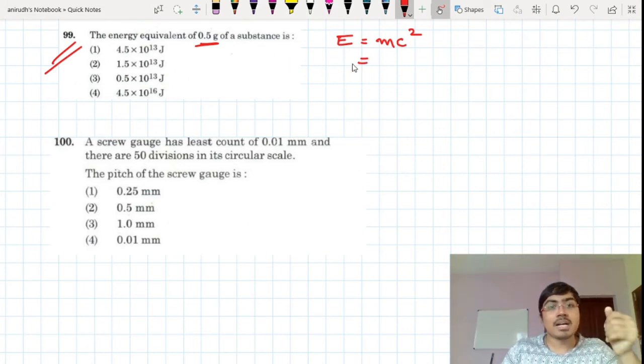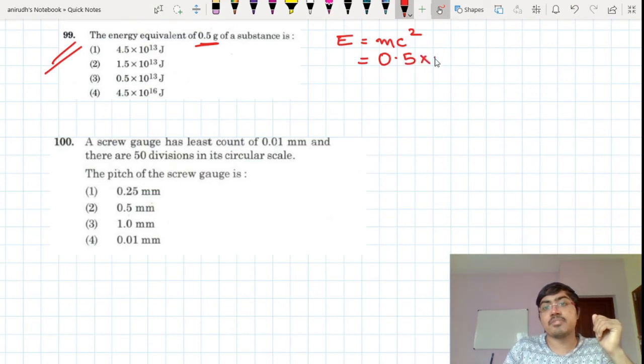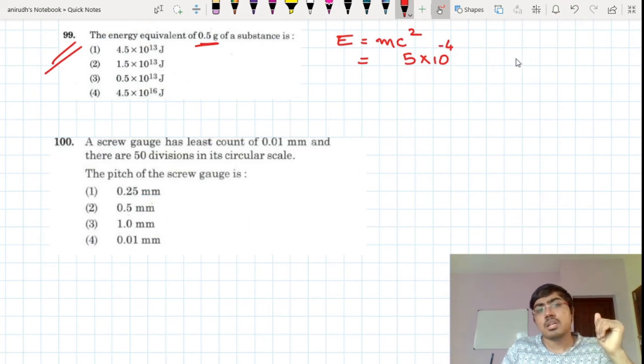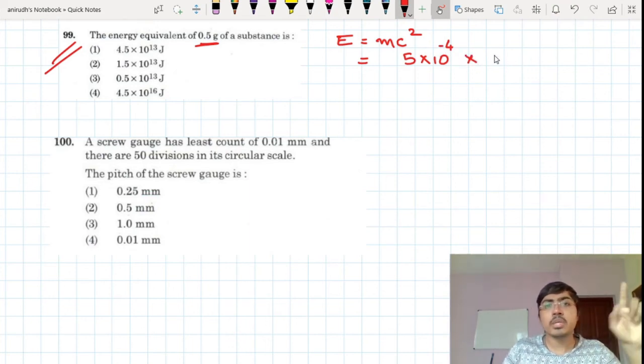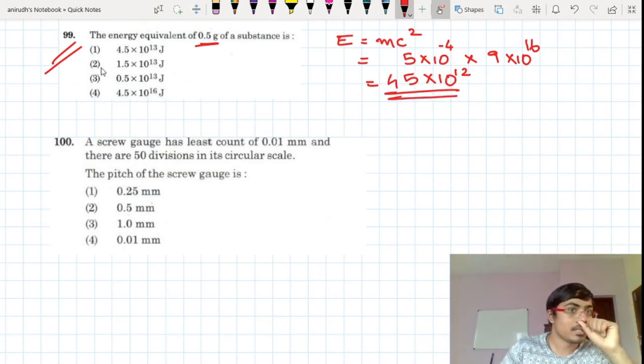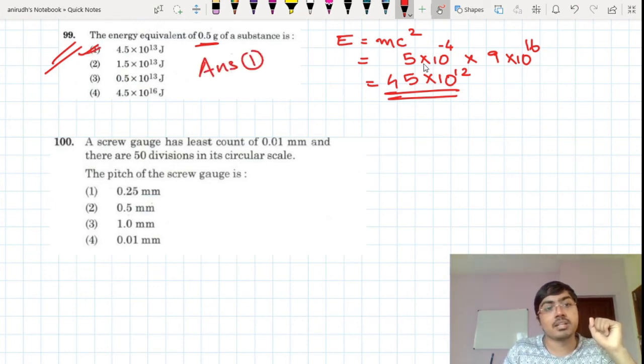Now we have this equation. Mass is 0.5 into 10 raised to minus 3, or I can simply make this 5 into 10 raised to minus 4. Now c square, 3 into 10 raised to 8 whole square, is 9 into 10 raised to the power 16. So 5 nines are 45, multiplied by 10 raised to the power 12. So this is 4.5 into 10 raised to 13. So this is my answer, and the correct answer for question number 99 is option number 1.